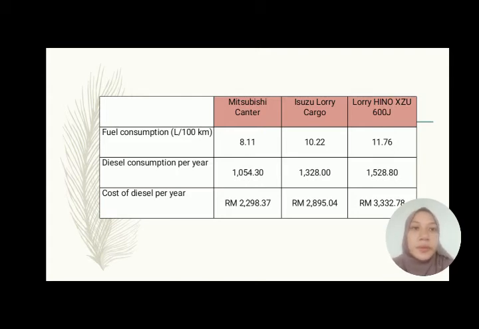For Mitsubishi Canter, the fuel consumption is 8.11 liter per 100 km. Diesel consumption per year is 1,054.30 liters. Cost of diesel per year is RM2,298.37. For Isuzu lorry, fuel consumption is 10.22 liter per 100 km. Diesel consumption per year is 1,328 liters, and cost of diesel per year is RM2,895.04.